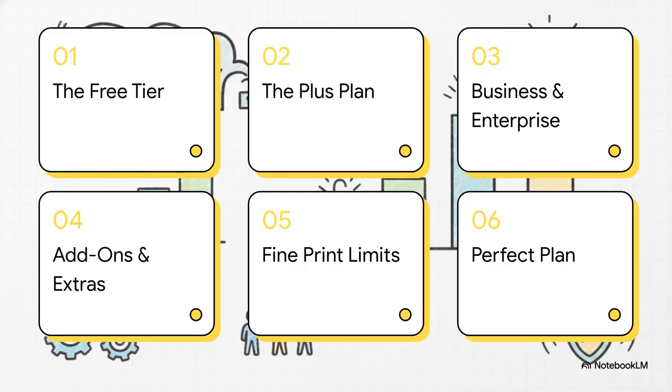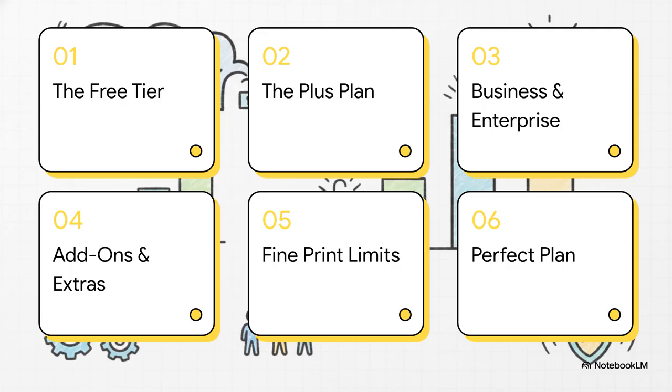Here is our no-nonsense roadmap for this explainer. 1. The free tier for solo VAs. 2. The plus plan and when it's time to pay. 3. Business and enterprise. 4. Add-ons and extras. 5. Those sneaky fine print limits. And 6. Picking your perfect plan.